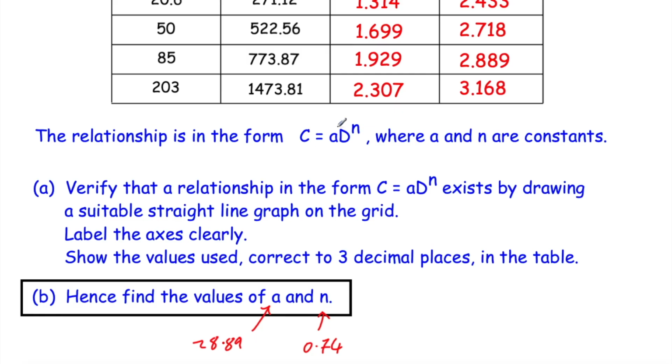So that means our relationship is c is equal to a, which is 28.89, multiplied by d to the power of n, which is 0.74. So we've now found the relationship, which is fantastic. Okay, let's look at our next part.